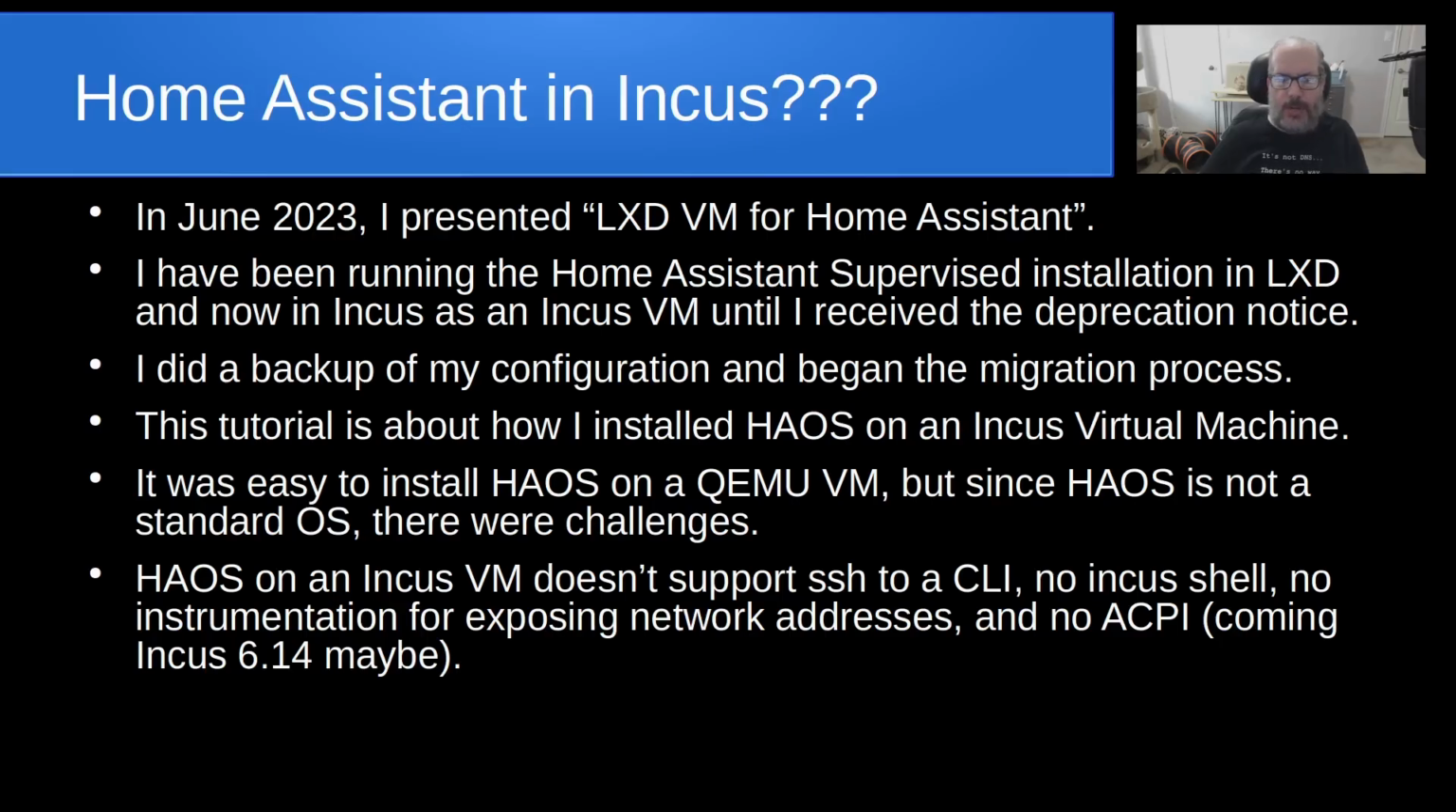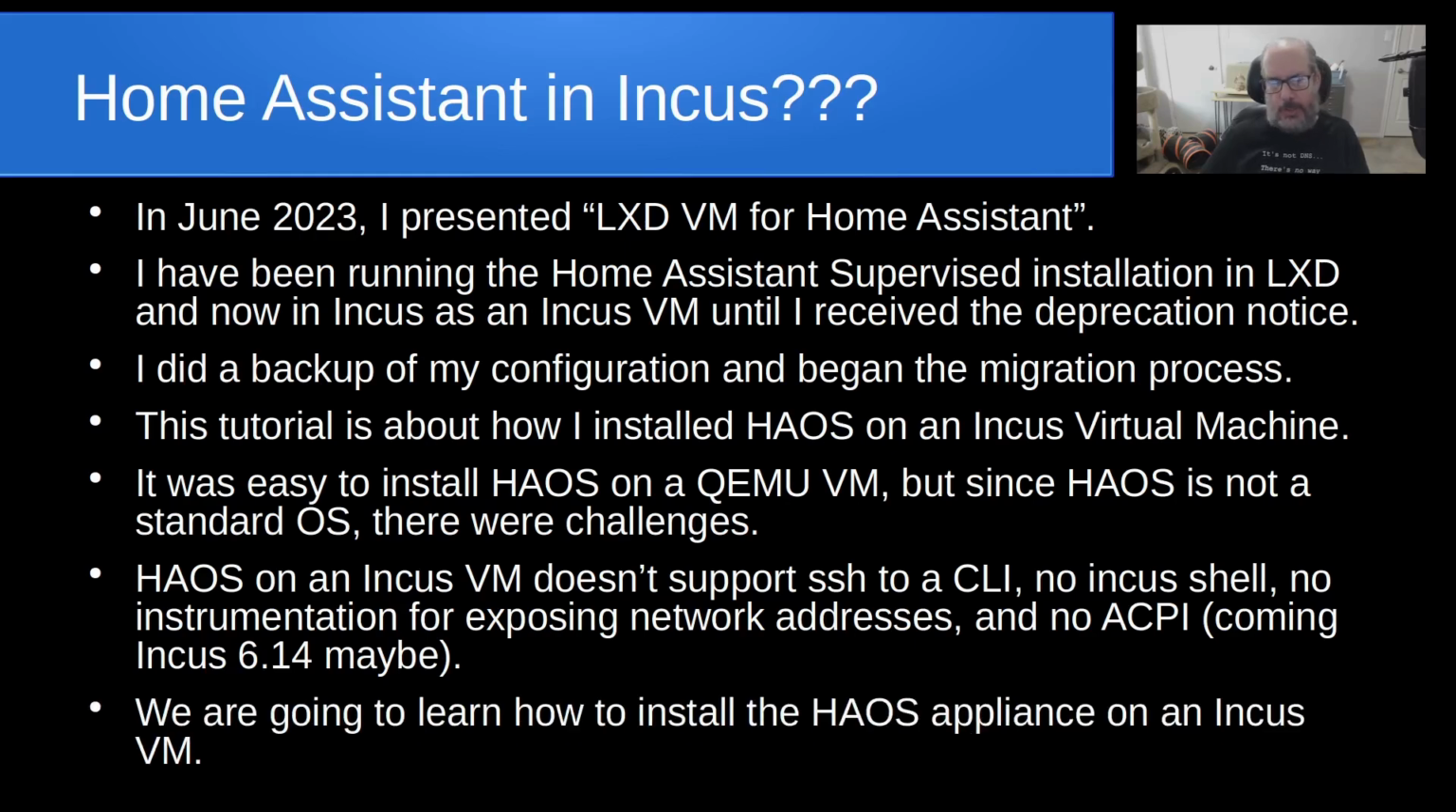And there is also no instrumentation for exposing network addresses and no ACPI, which is the advanced support for power control. I've heard some rumblings, but it's not for sure, that Incus version 6.14 might be providing ACPI support. So we're going to learn how to install HAOS as an appliance, because that's what HAOS is, and we're going to learn how to install that on an Incus virtual machine.